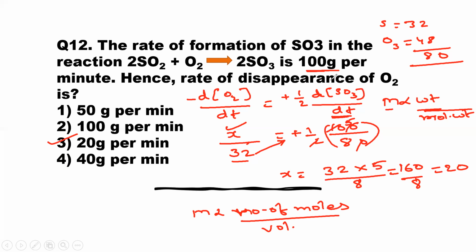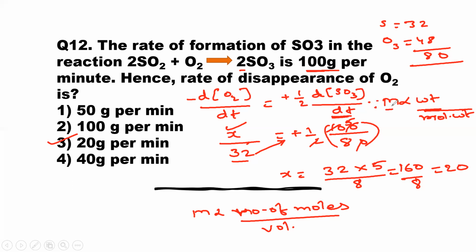So the rate of disappearance of oxygen will be X grams per minute, and the rate of formation of sulfur trioxide is 100 grams per minute, because they are given. First we need to write the rate equation. So the rate equation means minus d[oxygen] by dt, only the minus sign we will keep, is equal to, since the coefficient of sulfur trioxide is 2, 1 by 2 d[sulfur trioxide] by dt.